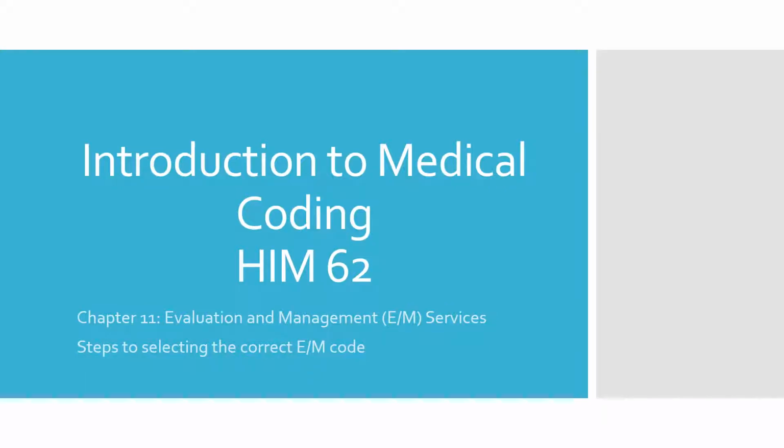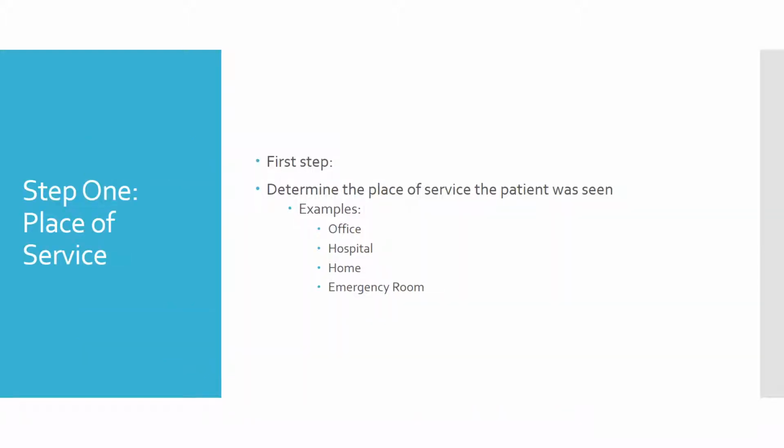This presentation is an example to help you learn how to select the correct E&M code. The first step is to determine the place of service the patient was seen. Examples would be in the office, hospital, home, or emergency room. Review the documentation to find the correct place of service.